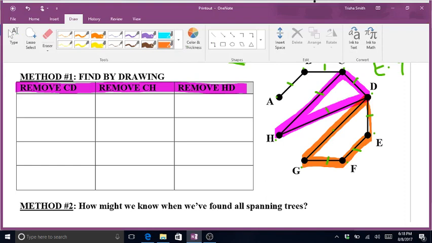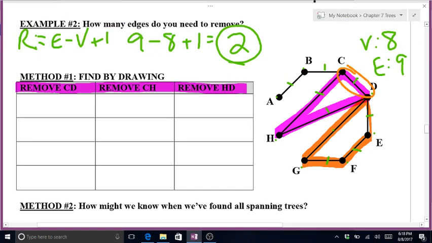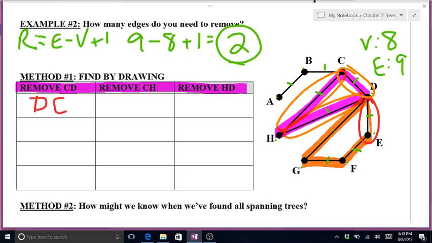Okay. So I would either remove this, CH, this, or HD, this. Notice my circuit size for the second one. It's got 4. So I would either remove edge DE, which is this one here. I could remove edge EF. I could remove edge FG. Or I could remove edge GD.